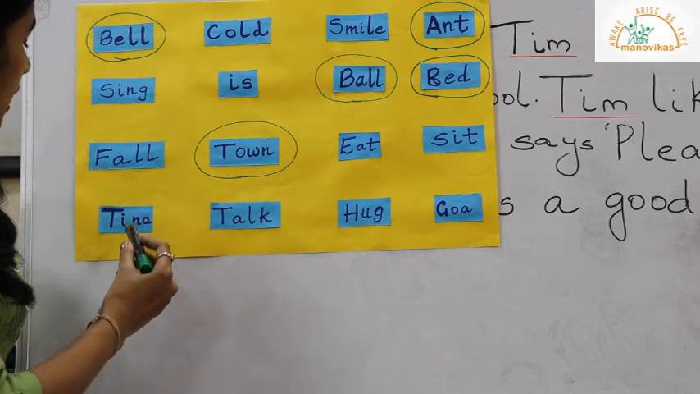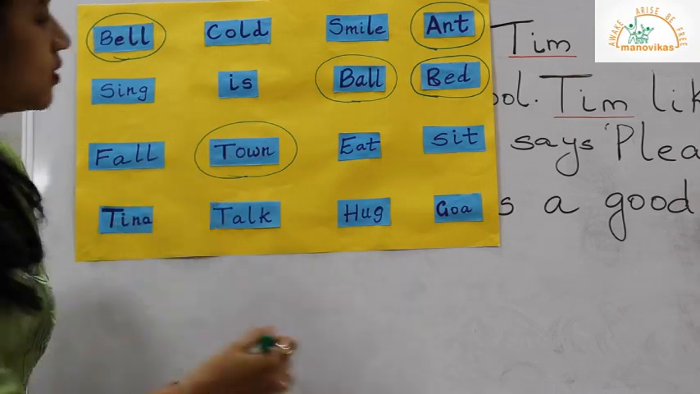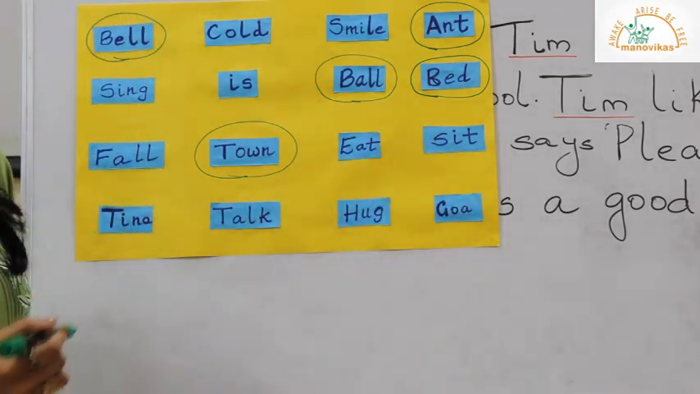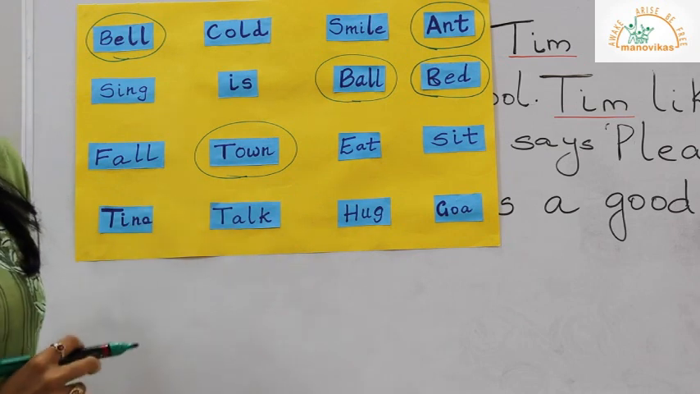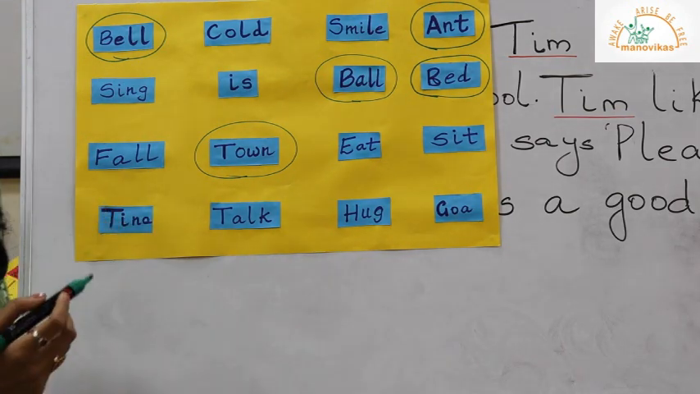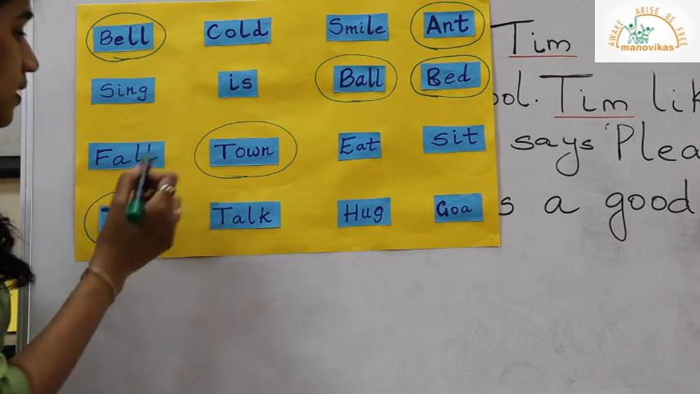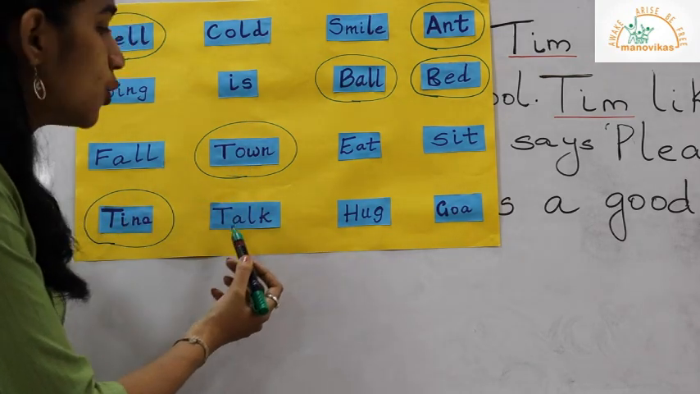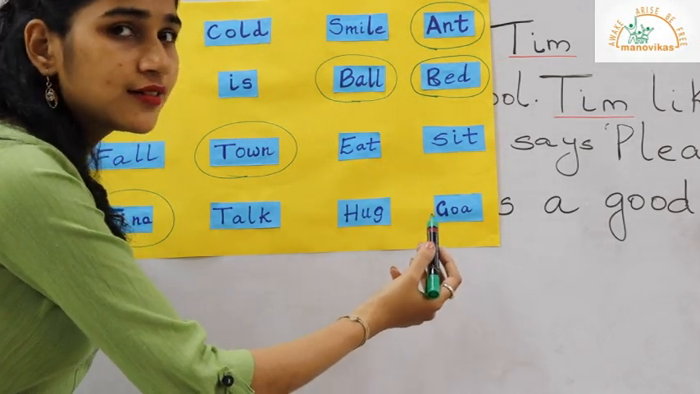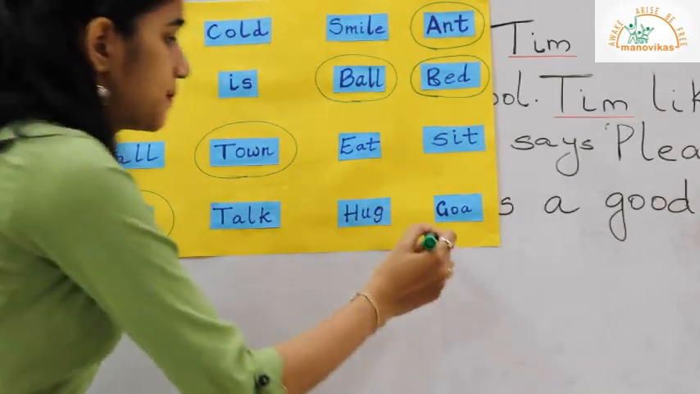Words. T-I-N-A, Tina. T-A-L-K, talk. H-U-G, hug. G-O-A, Goa. Do you see any nouns in this line? Yes. T-I-N-A is the name of a girl, so it is a noun. Let's circle it. What about talk? No. Hug? No. Goa? Yes, it is a noun because it is a naming word used for a place.